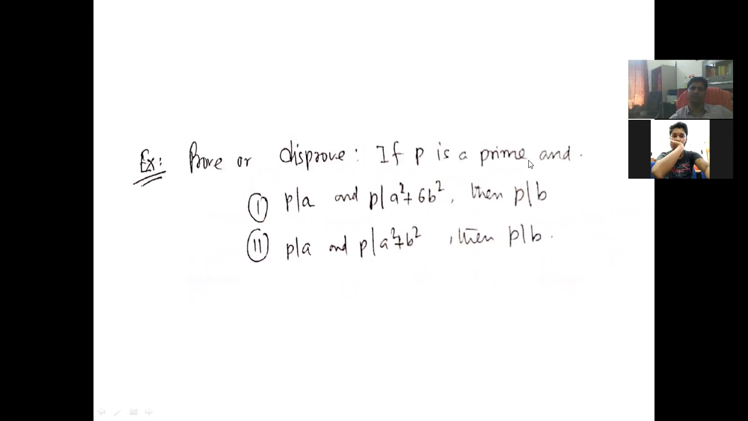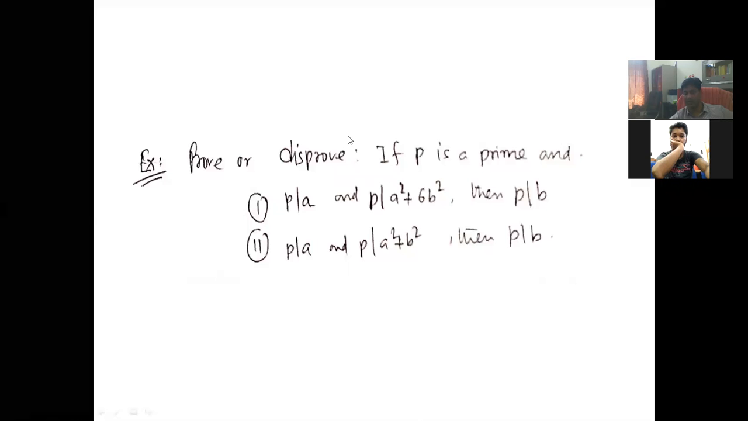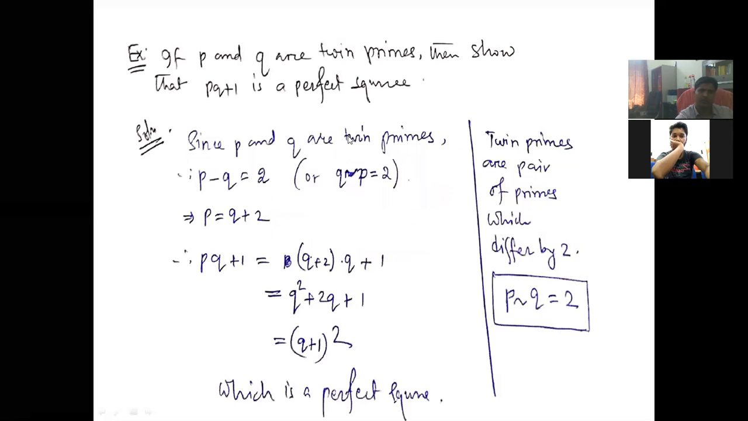अब प्रूव और डिस्प्रूव: If P is prime, ये दोनों जैसे होम असाइनमेंट देख लीजिए. If P divides A and P divides A square plus 6B square, then P divides B. If P divides A and P divides A square plus B square, then P divides B. तो प्रूव स्मॉल रिजल्ट से अपनी तरफ से ट्राई कर लीजिए. ना हो तो मैं बता दूंगा नेक्स्ट क्लास.